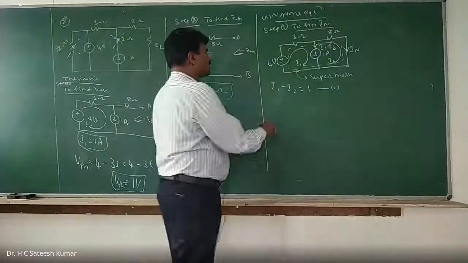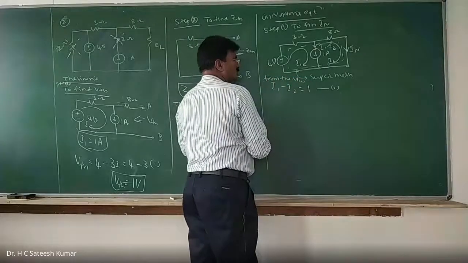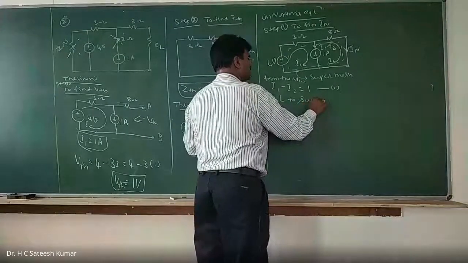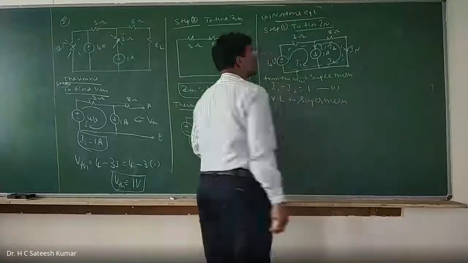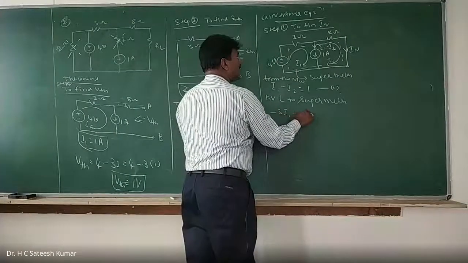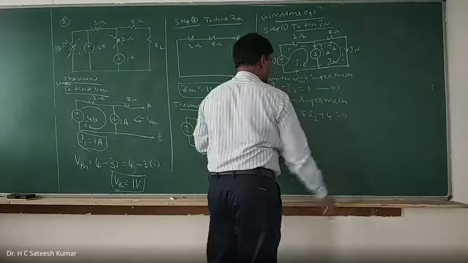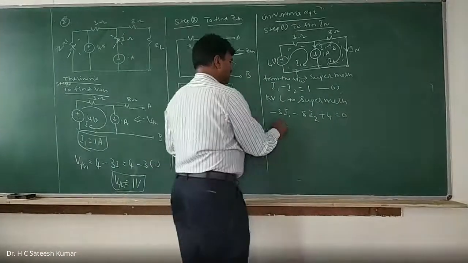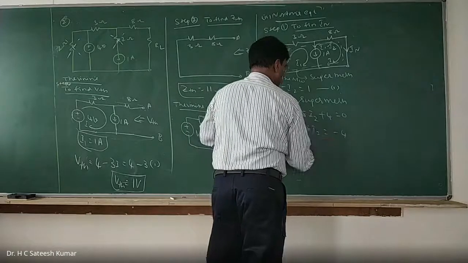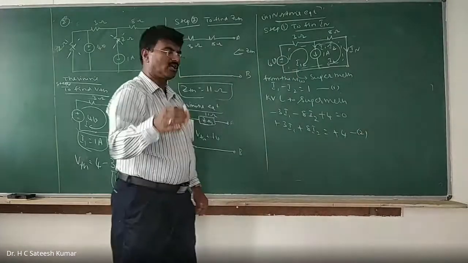Now, KVL to the super mesh from the network. Start from this point: minus 3 I1 minus 8 I2 plus 4 is equal to 0. Therefore, minus 3 I1 minus 8 I2 is equal to minus 4. Call this equation number 2. You will get simultaneous equations. Solve the simultaneous equations.